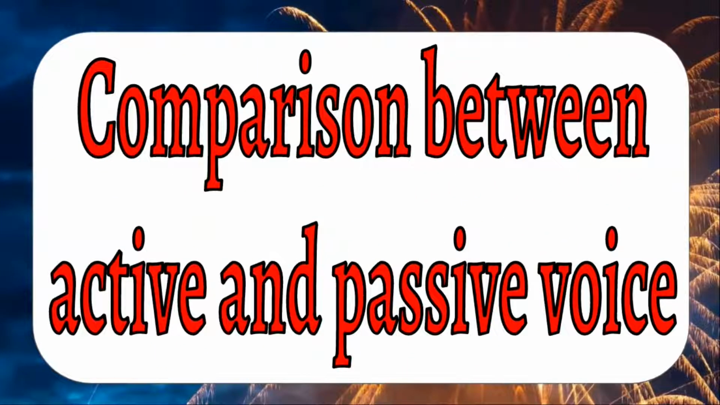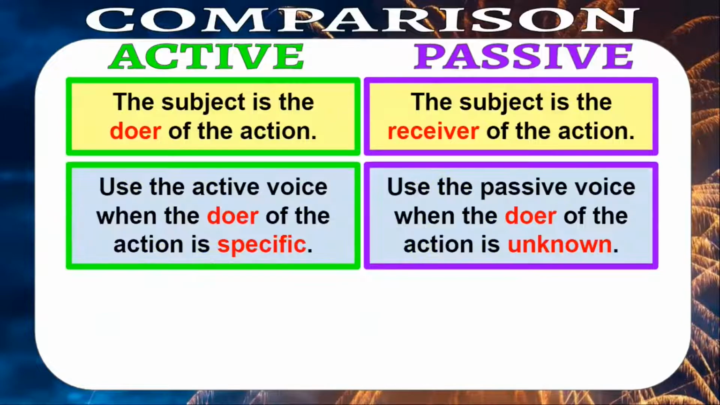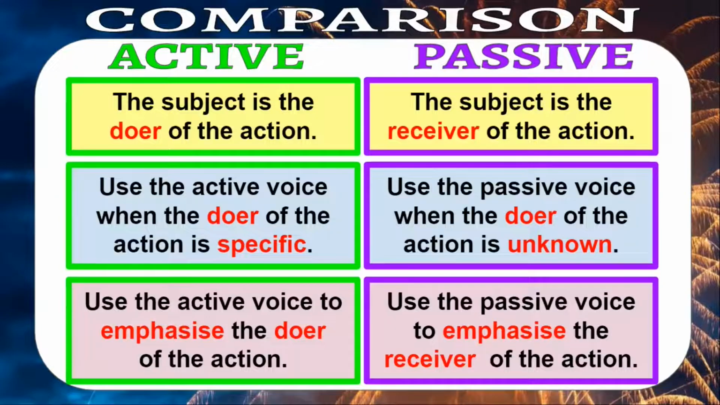Before we conclude today's lesson, let's have a quick comparison between active and passive voice. In the active voice, the subject is the doer of the action. In the passive voice, the subject is the receiver of the action. Use the active voice when the doer of the action is specific. Use the passive voice when the doer of the action is unknown. Use the active voice to emphasize the doer of the action. Use the passive voice to emphasize the receiver of the action.